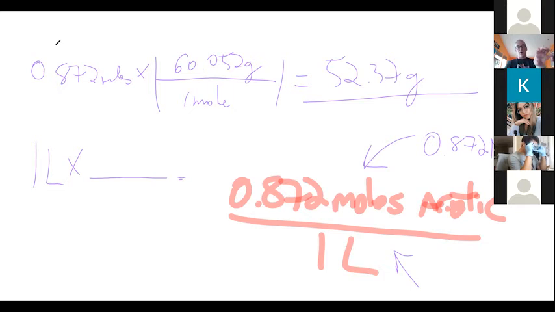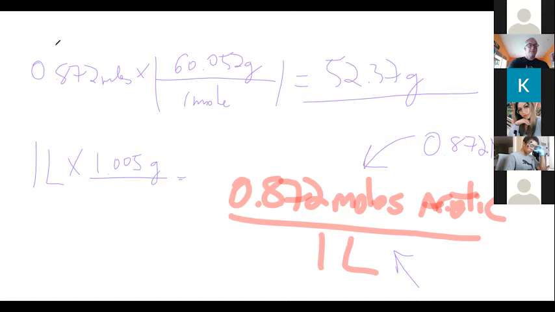So how do I go from volume to mass? What's the relationship between volume and mass? Density. Precisely. So what's my density for vinegar? That's given, right? 1.005 grams per milliliter. Right.